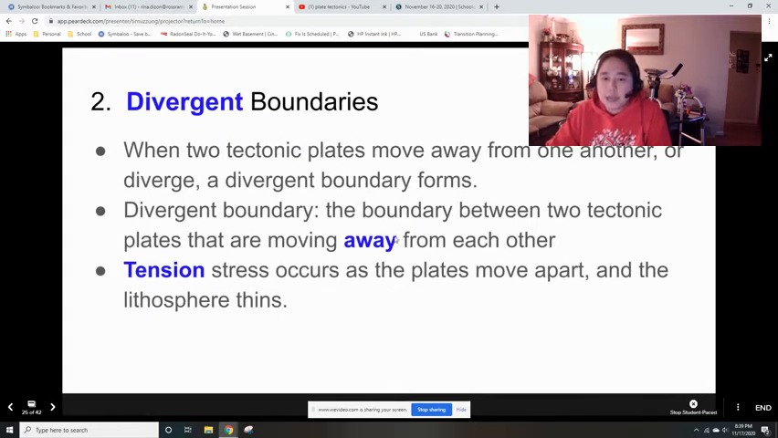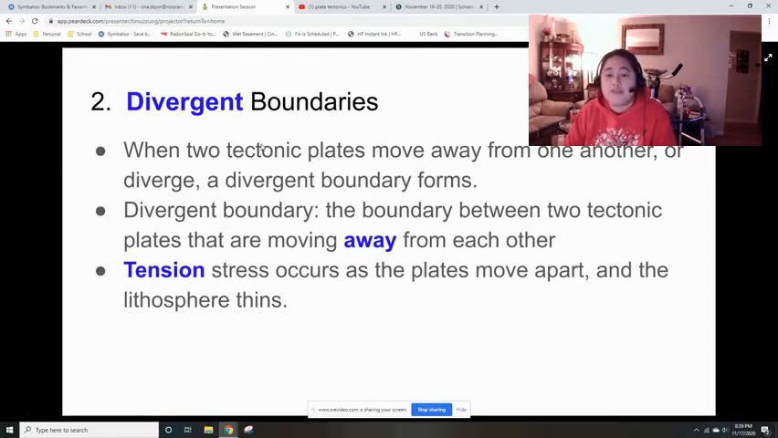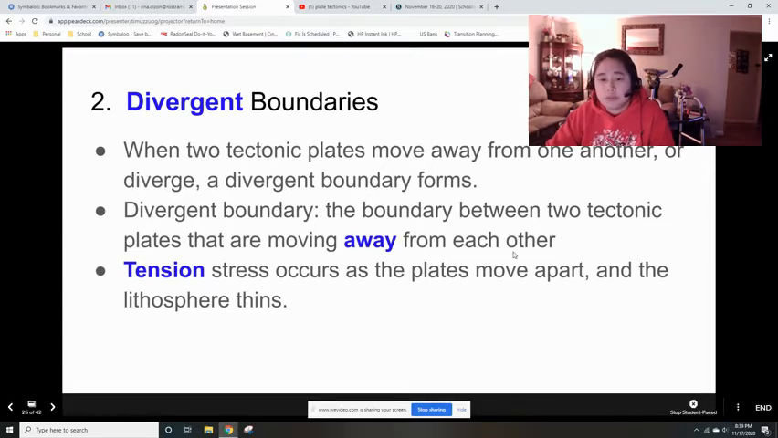The second type of boundary is divergent, and this is where the plates separate from each other. They're going to divide. The boundary between two tectonic plates is divergent when they're moving away from each other. So think divergent, divide, separate. The stress associated with divergent boundaries is tension. Again, they're moving away from each other.